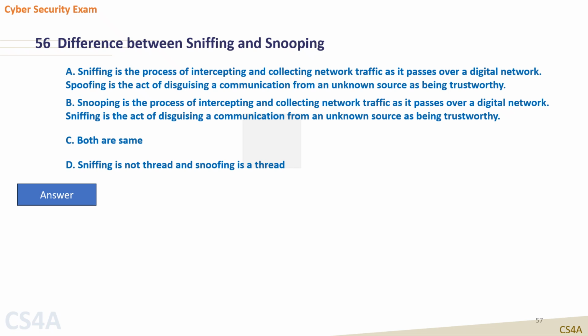So here the question is, the difference between sniffing and snooping. Option A: sniffing is the process of intercepting and collecting network traffic as it passes over a digital network. That is correct. Snooping is the act of disguising communication from unknown sources as trustworthy. Okay, that is also given as correct. So option A is the correct one.